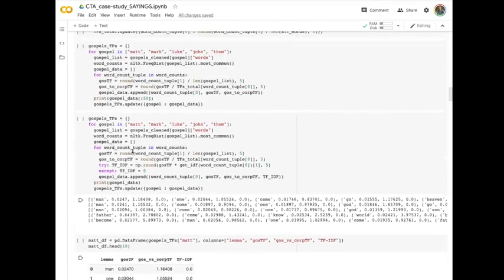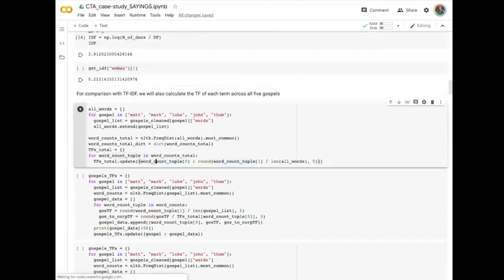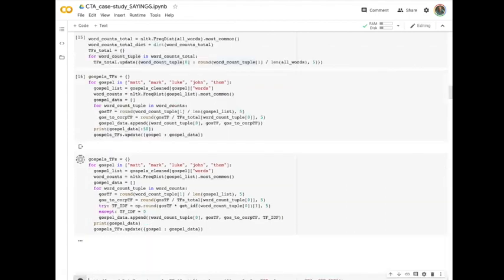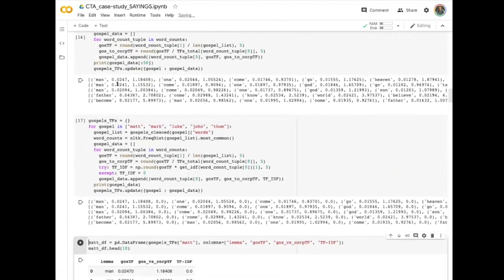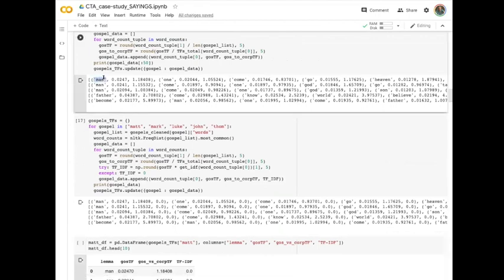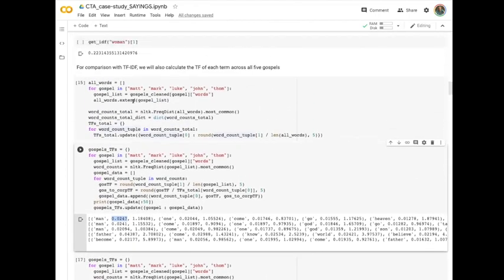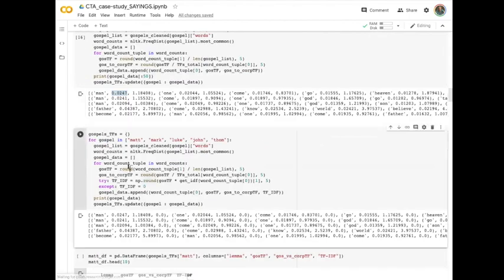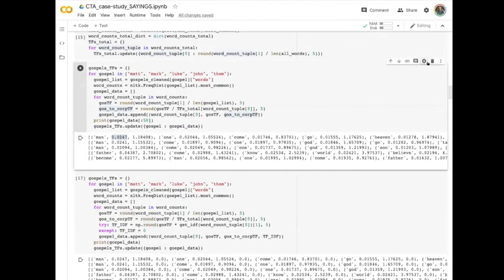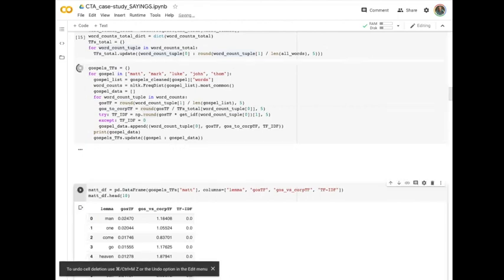Yeah, here I produce this measurement for the all text. Here you see the most frequent term in the gospel. This is Gospel of Matthew, Mark, Luke, John, Thomas. Here is its relative term frequency, the term frequency. And here is the number involved. That's the original function, this function.